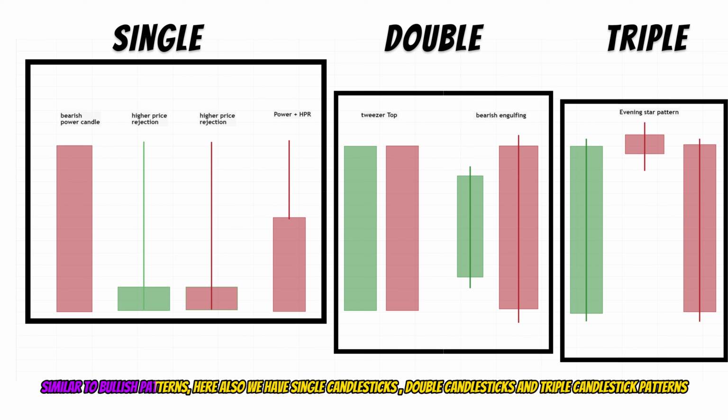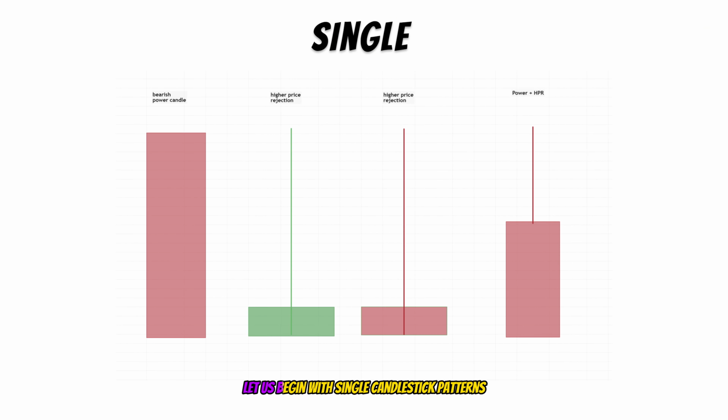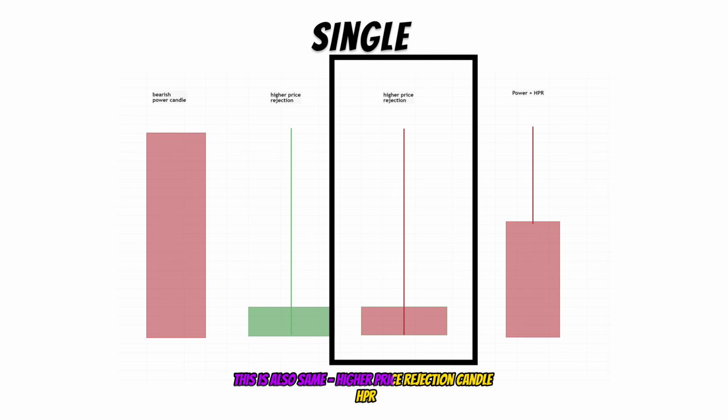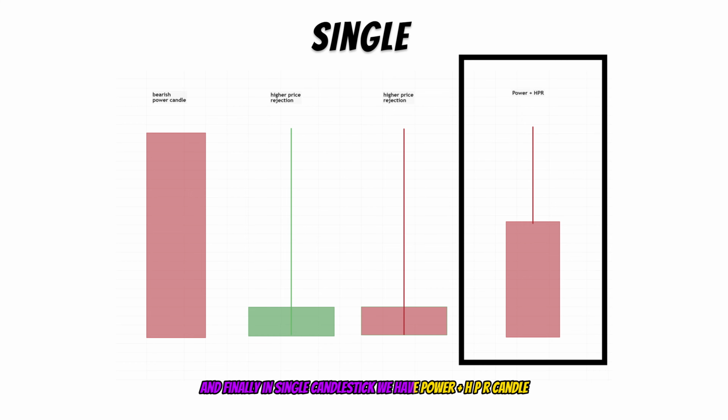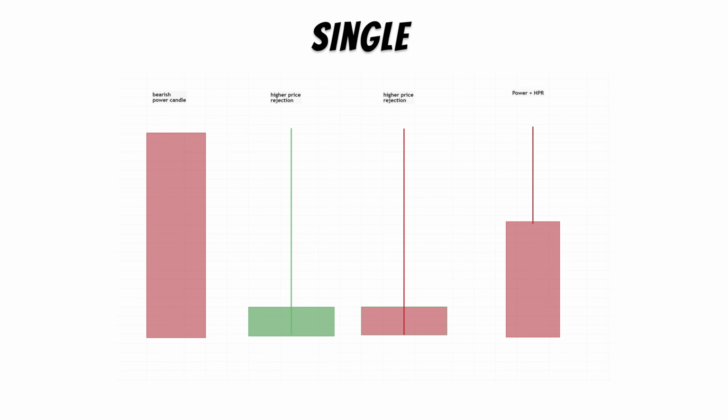Similar to bullish patterns, here also we have single candlesticks, double candlesticks, and triple candlestick patterns. Let us begin with single candlestick patterns. First, we have bearish power candle, then higher price rejection candle. This is also the same higher price rejection candle. And finally, in single candlestick, we have power plus HPR candle.